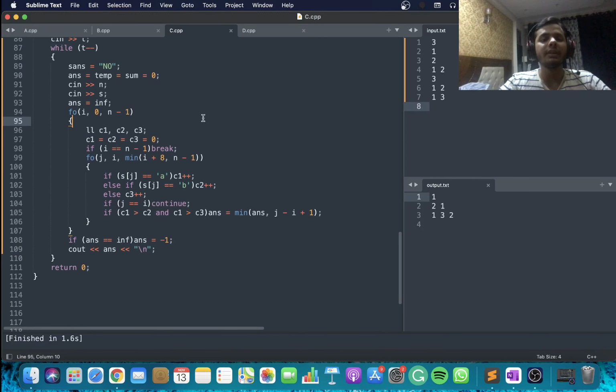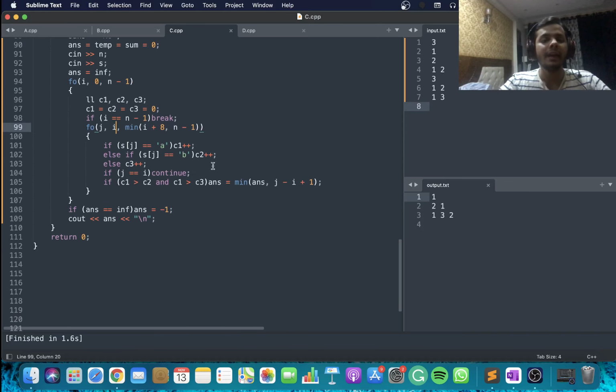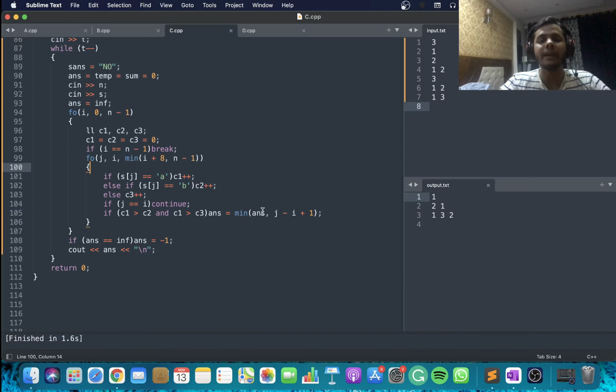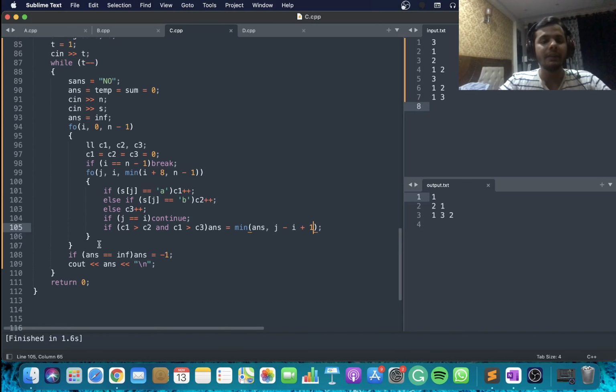Okay, so what you can see here is that I am just iterating from 0 to n minus 1, and my j is going from i to i plus 8, and then I am just calculating the number of a's, b's and c's. And if it is good, that is if C1 is greater than C2 and C1 is greater than C3, then that would be a good substring, so I can consider it to be an answer, and I can do answer is equal to the minimum of that and j minus i plus 1, which is just the length of my current substring. And finally, if there is no particular substring, then my answer has been initialized to infinity. So if it is infinity, then the answer has to be minus 1, and I will just output my answer.